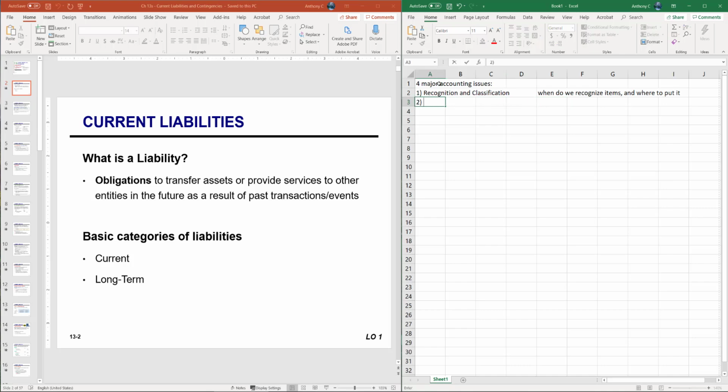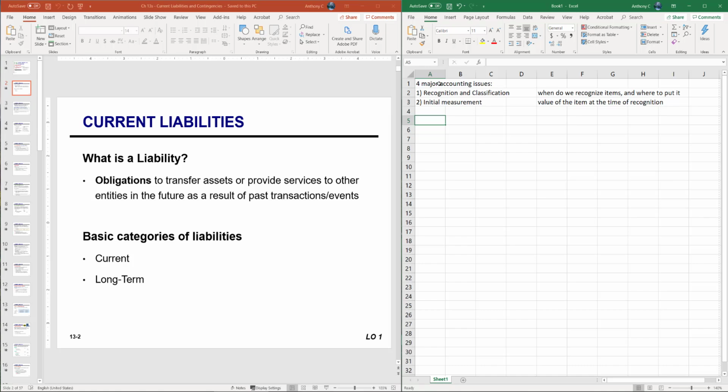Okay, the second issue we deal with is just initial measurement. So initial measurement kind of goes hand in hand with recognition and classification, in that if we're going to recognize an item on the financial statements, we're going to put some kind of value next to it. And so initial measurement is just the value of the item at the time of recognition.